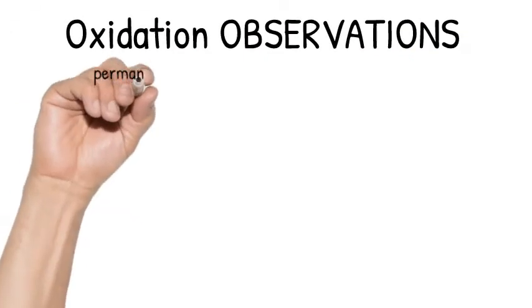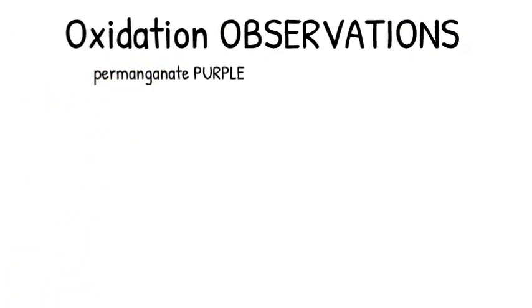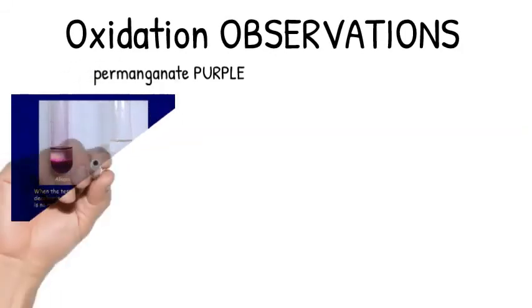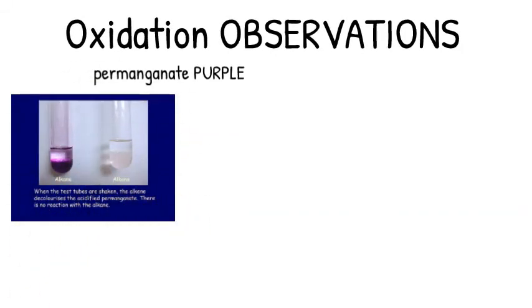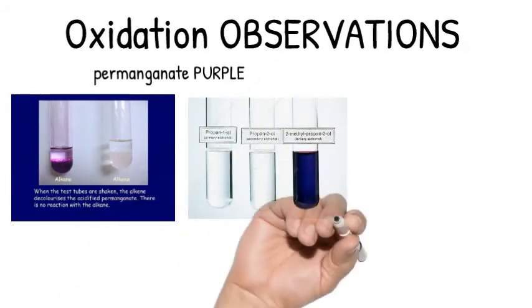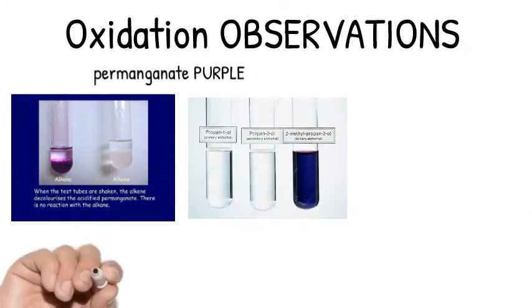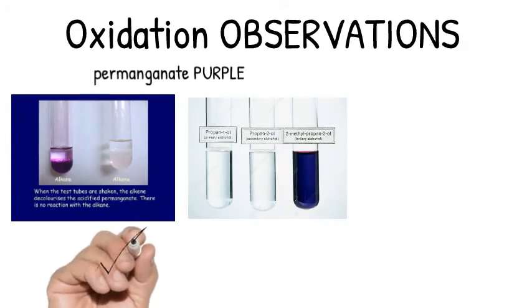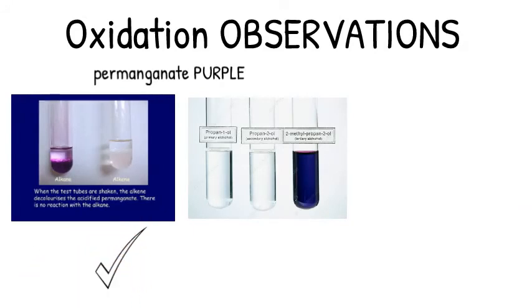And the last thing that's useful in oxidation are the observations. So permanganate is purple. When reacting with an alkene, the purple decolorizes. With an alkane, it doesn't. So permanganate can distinguish between an alkene and an alkane.